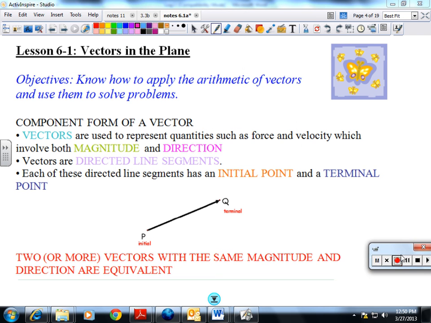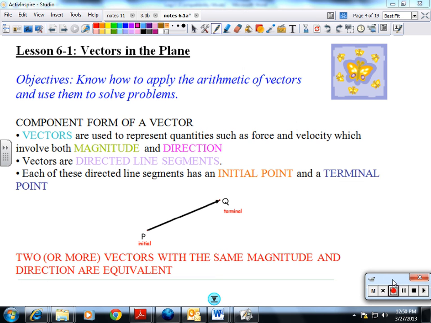Okay, this is for Sarah. Vectors in the plane. You can read through this at your own leisure.